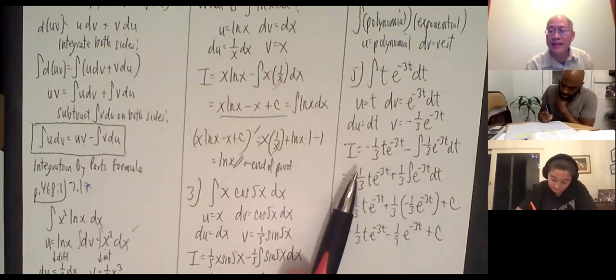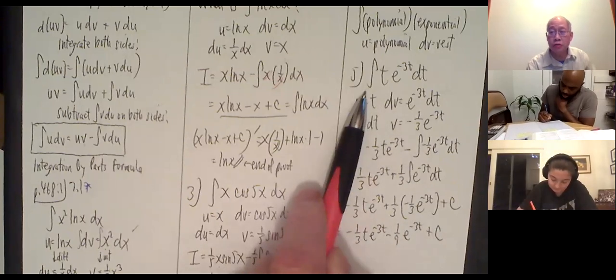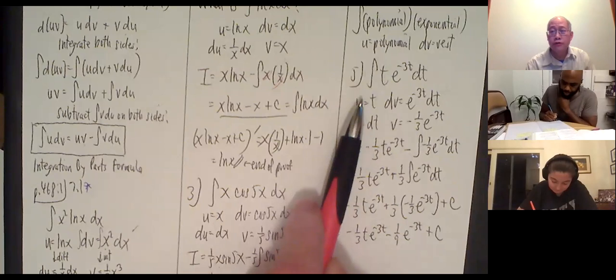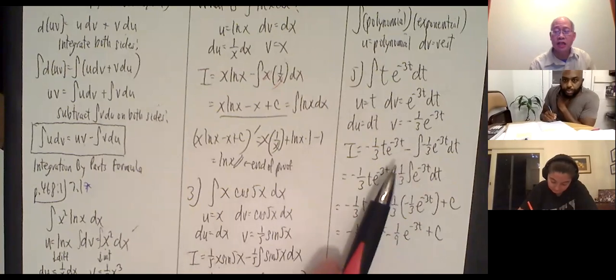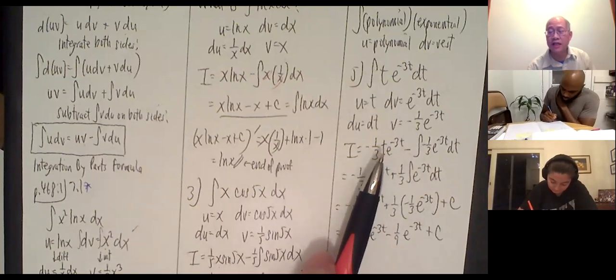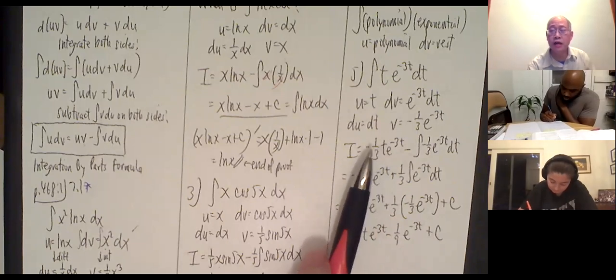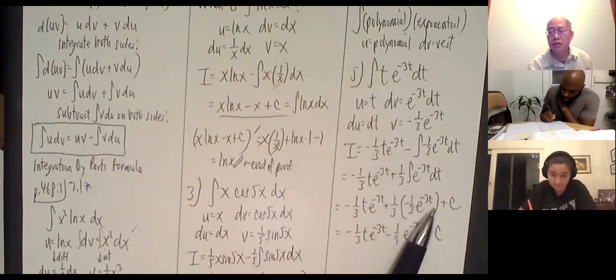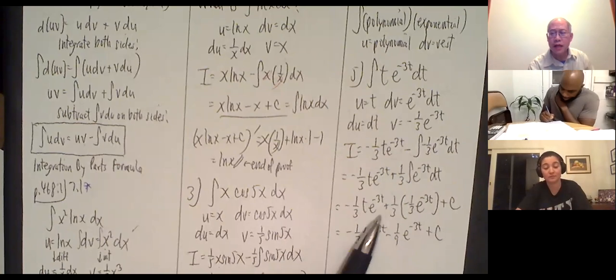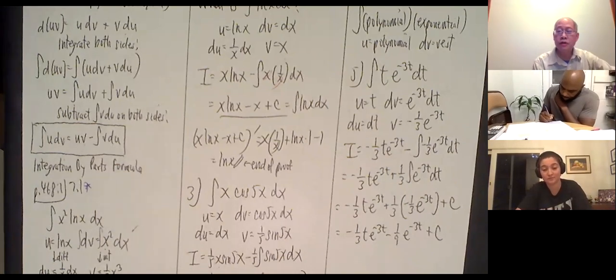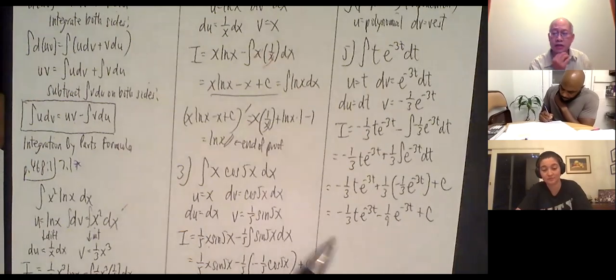Here we're doing indefinite integrals again, means there's no number here and no number here. If you have a number here and here, that's a definite integral, like most of the last chapter that we did for the test on Tuesday. But this is an indefinite integral, which means put the plus c. And let's see, what is that, negative 1/9? So final answer is negative 1/3 t e to the negative 3t minus 1/9 e to the negative 3t plus a constant. And there we go.